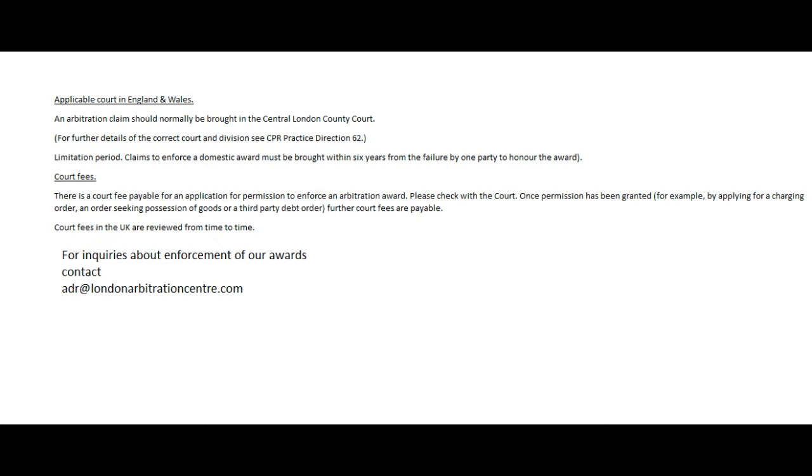Court fees. There's a court fee payable for an application or for permission to enforce an arbitration award. These are constantly changing. Therefore, please check with the court. Once permission has been granted, further court fees are payable in respect of the particular type of enforcement that is required.